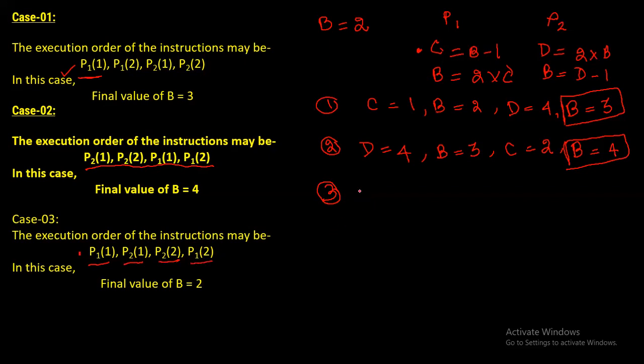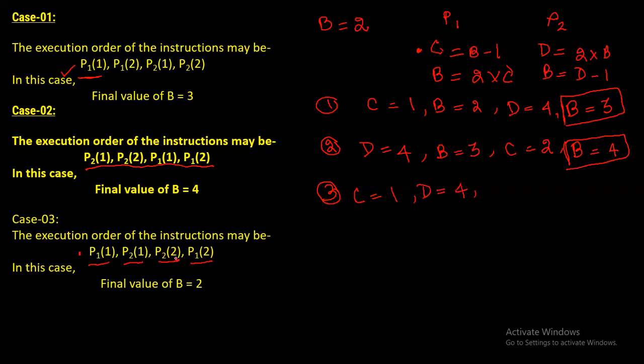So first line of P1. So C equal to B minus 1. So initially B value is 2. So B minus 1, that is 1. Then P2, first line of P2, that is D. D value will be 2 into B. 2 into B means that is 4.